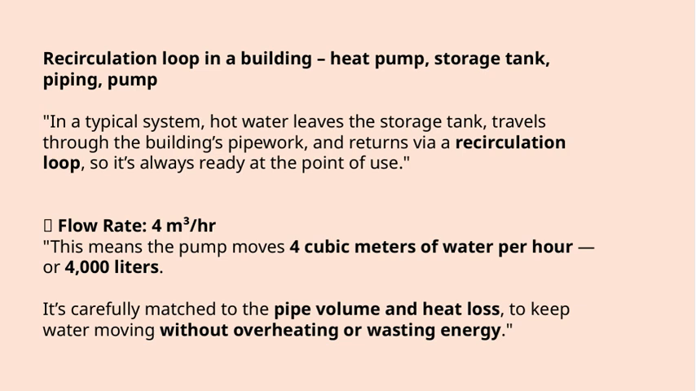This flow rate is carefully calibrated to match the pipe volume and account for heat loss along the way. By doing so, the system keeps the water moving smoothly without overheating or wasting energy. This balance is crucial for maintaining system efficiency and ensuring comfort in the building. Connecting this to our overall theme, it highlights how well-designed recirculation loops optimize energy use and provide instant hot water, which is vital for sustainable and comfortable building operation.